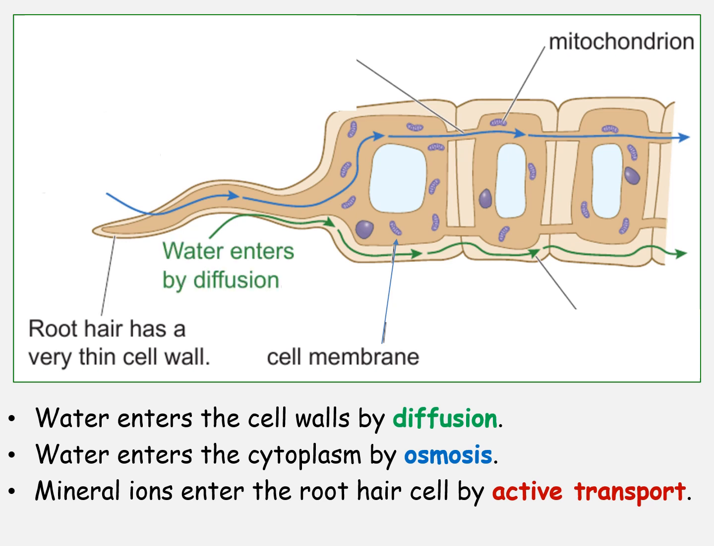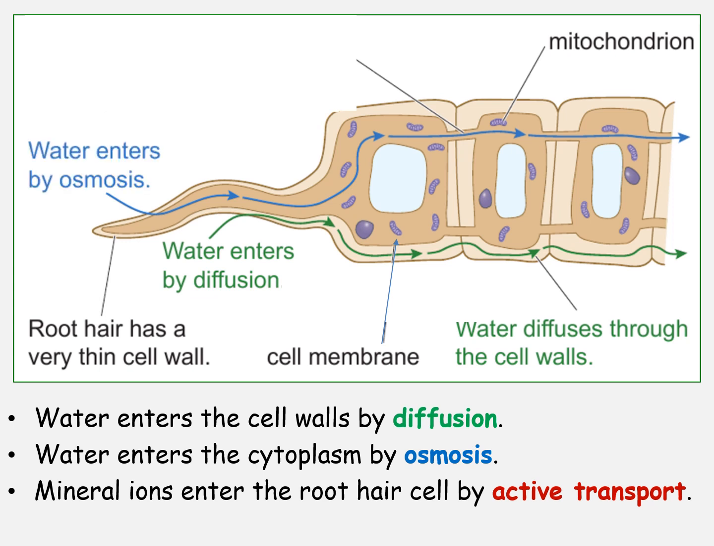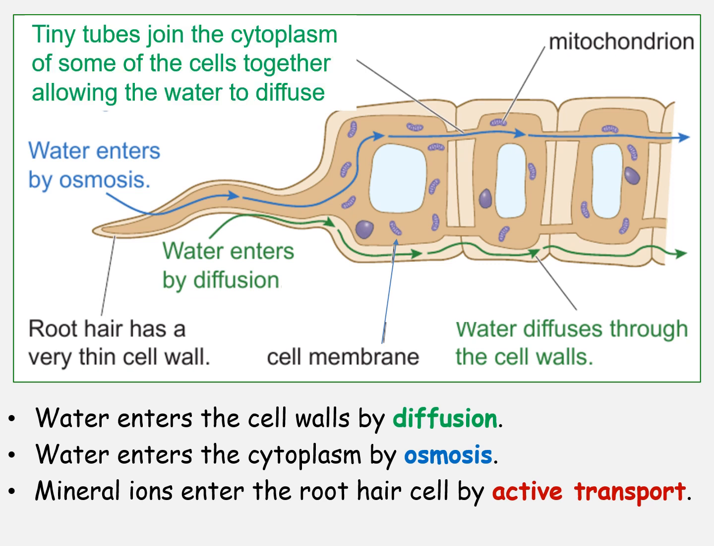So water enters through the cell wall by diffusion, and the water is able to diffuse through the cell walls into neighbouring cells because there's little channels, little pores within the cell wall. In order for the water to enter the cytoplasm, the water has to go through the cell membrane, and that happens by a process called osmosis. And then once it's gone through the cell membrane, the water can move through the cytoplasm via diffusion.